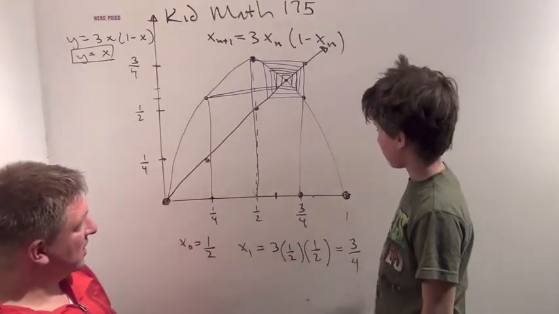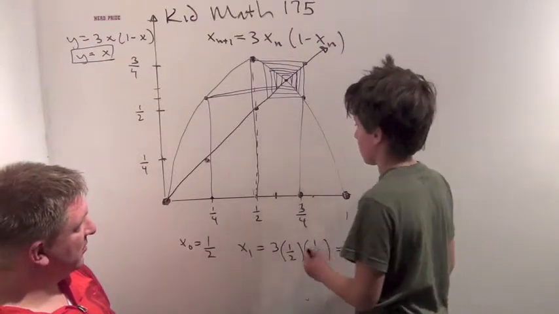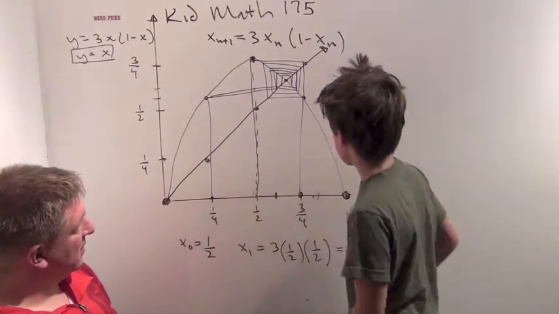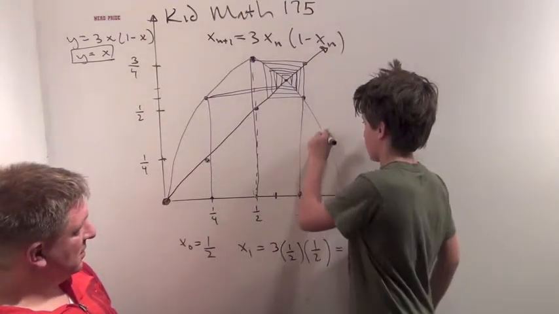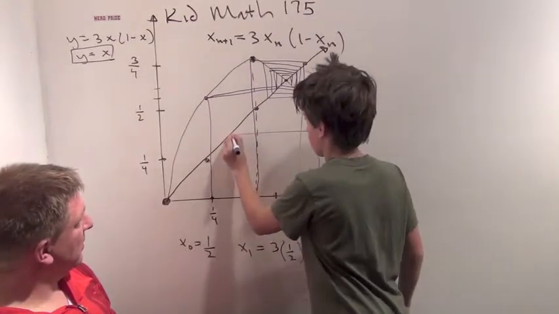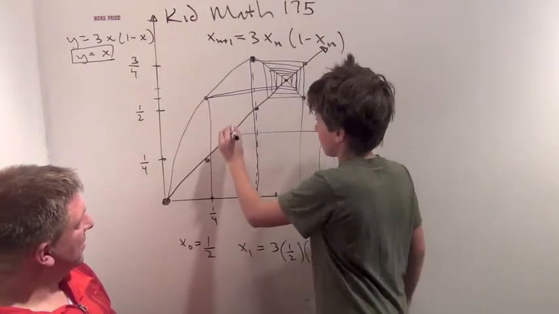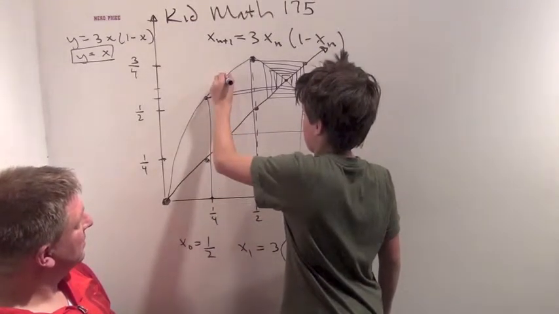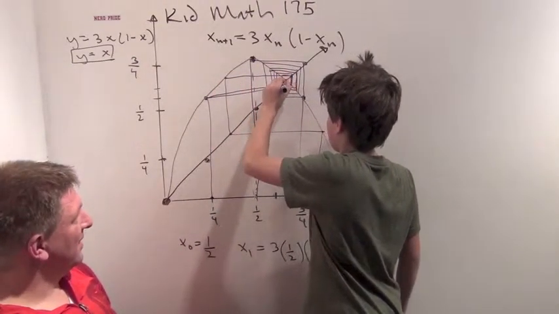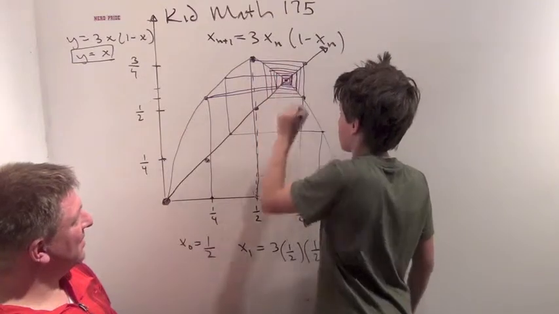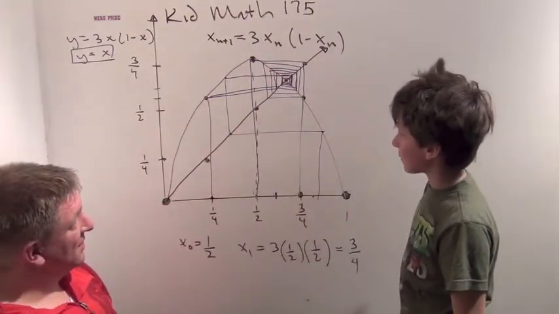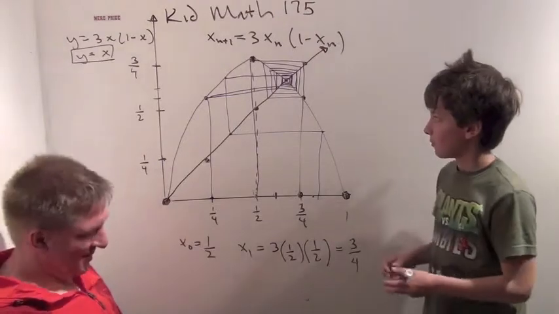Let's do one more. Let's see if all points go to the same place. Pick a crazy point. That one. Go up to the function. Now you have a y value. Now you need to convert it into an x value, over to the line. Now you have an x value. Convert it to a y value. Look at that, they all keep getting sucked in around that intersection point. It looks like a black hole.